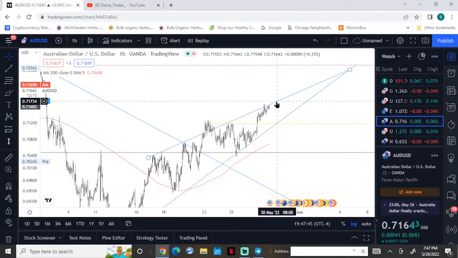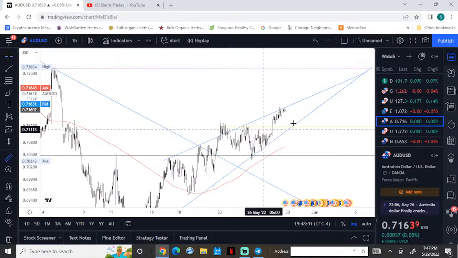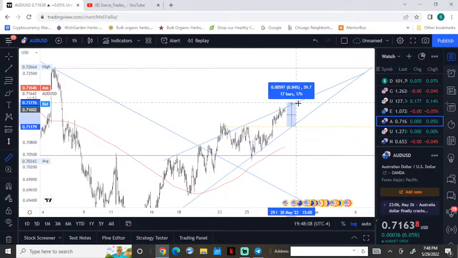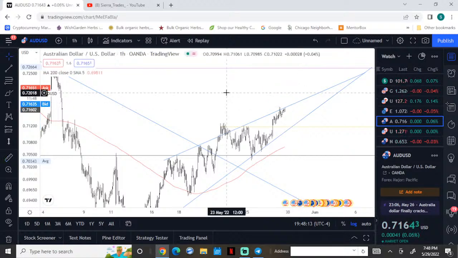But always take it and know that you could get a reversal when price touches this trend line. So you always move your stop loss. Still nice. 40 pips, 48 pips.